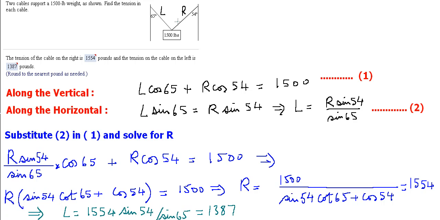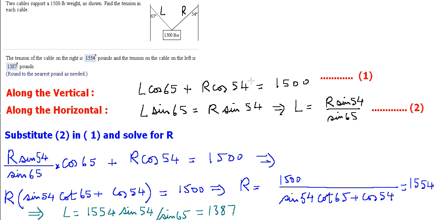So I want to solve along the vertical line. So this L along the vertical line would be L cosine 65. And this R along the vertical would be R cosine 54. These two tensions are pointing upward while the weight is pointing downward. So as you see along the vertical, I have L cosine 65 plus R cosine 54. They're pointing both upward, and they're equal to 1500 pointing downward.